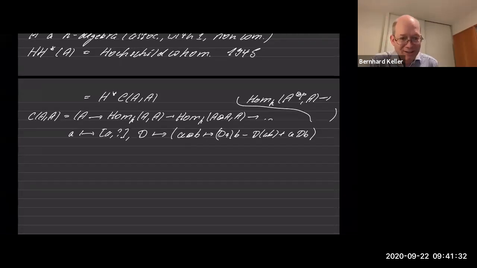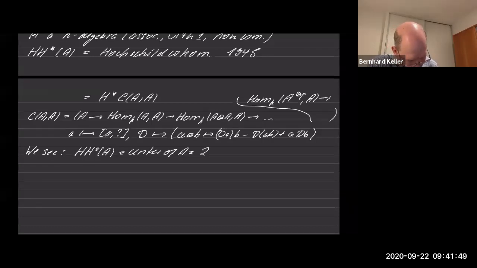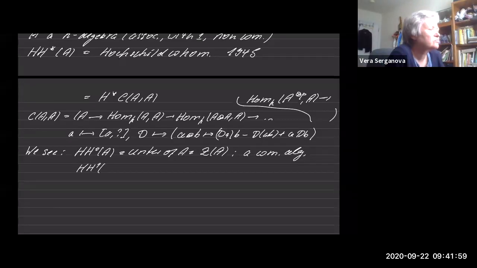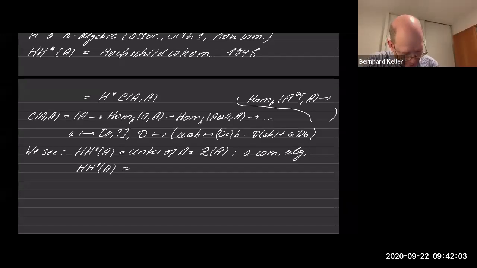And so we see immediately that in degree zero, we get the center of A, denoted by Z(A), and clearly that's a commutative algebra. And in degree one, we take the kernel, that's the derivations, modulo the image, that's the inner derivations. So what we get is outer derivations from A to itself, and that is, of course, a Lie algebra.